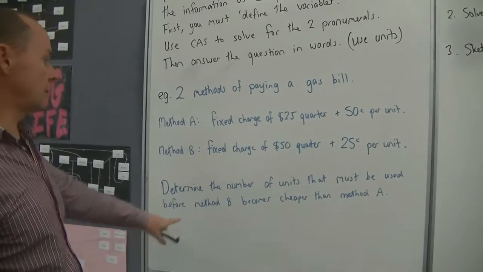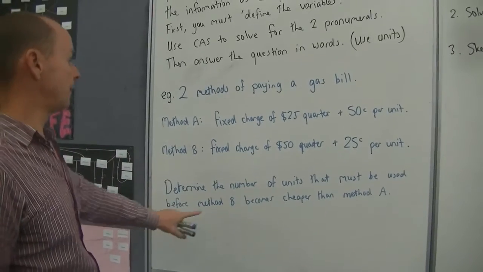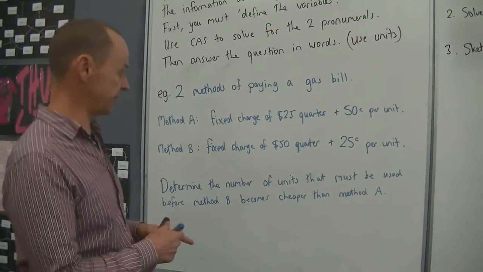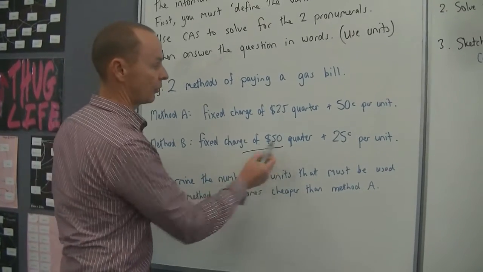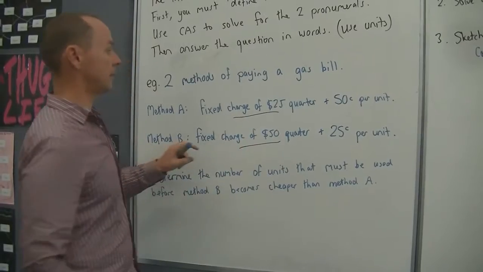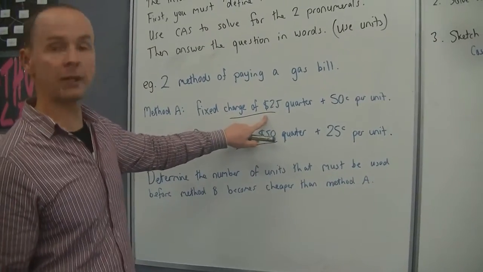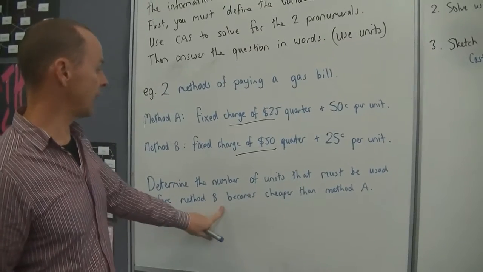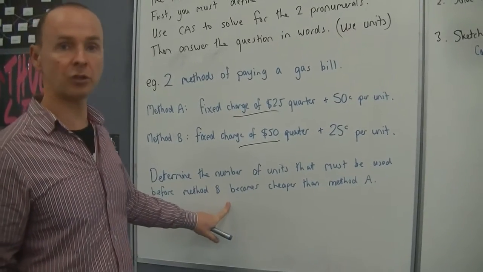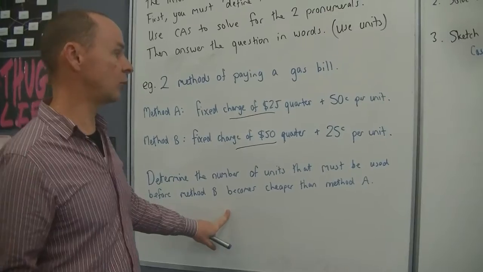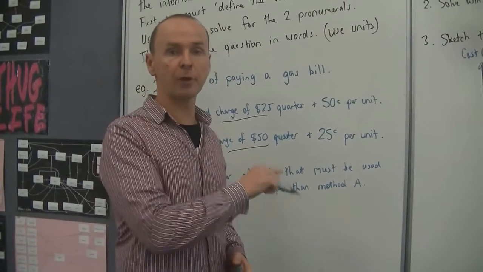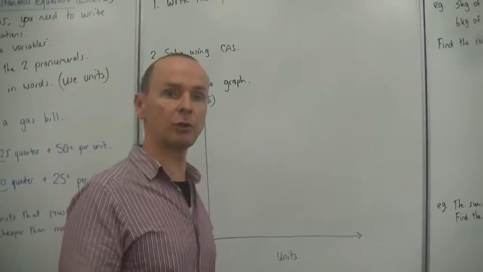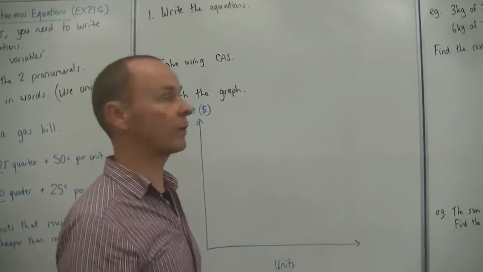And it says there, determine the number of units that must be used before method B becomes cheaper than method A. Because as you can see, method B at the start costs more, whereas method A is cheaper if you're only going to use a little bit of gas. So you've got to use a little bit of common sense there. So what it's actually asking us is, where's that point of intersection? After how many units is the cost going to be the same for both of them? If you use less than the point of intersection, you'd use one method, more you'd use the other one.